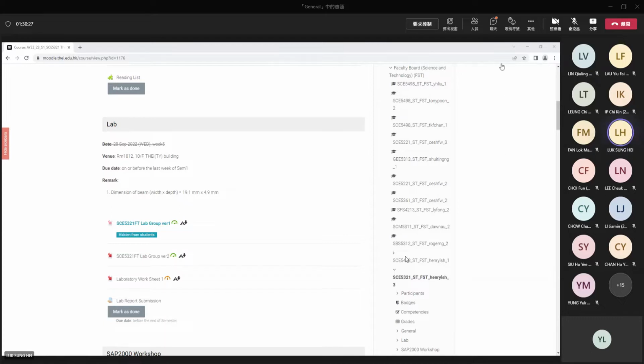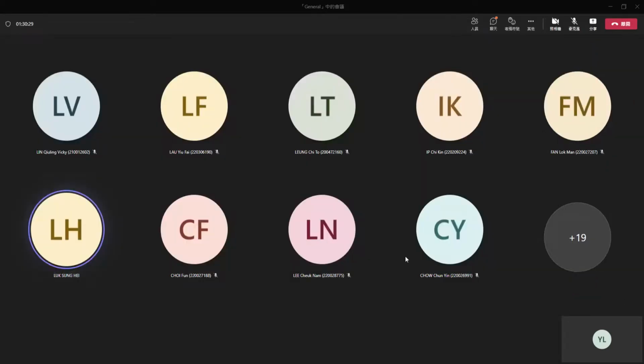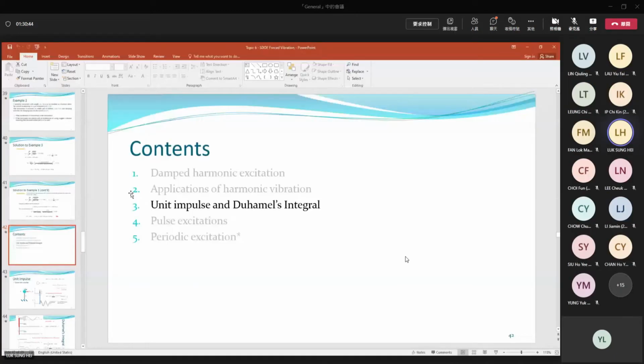We have not yet finished topic 6. Topic 6 is relatively lengthy, because topic 6 covers force derivation. The force can be any force. So far, we just consider harmonic loading. Harmonic loading means a sinusoidal force or cosine force. But you can see that force can be any pattern.